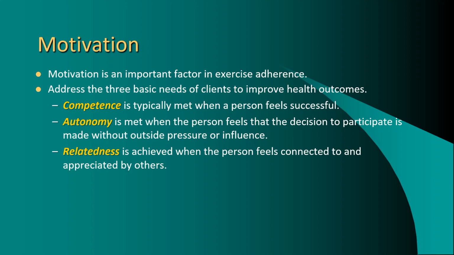So goals that are motivating address 3 basic needs. There is competence. It's typically made when a person feels successful, so they have achieved some success. We do not like things that we fail at. So there is some success. We have programmed them for success. And autonomy is met when the person feels that the decision to participate is made without outside pressure or influence, meaning that it's something that they wanted. They're moved by something they want to accomplish, and it's very close to what they need and it's connected to them. So competence, autonomy, and relatedness should be part of the motivation process.